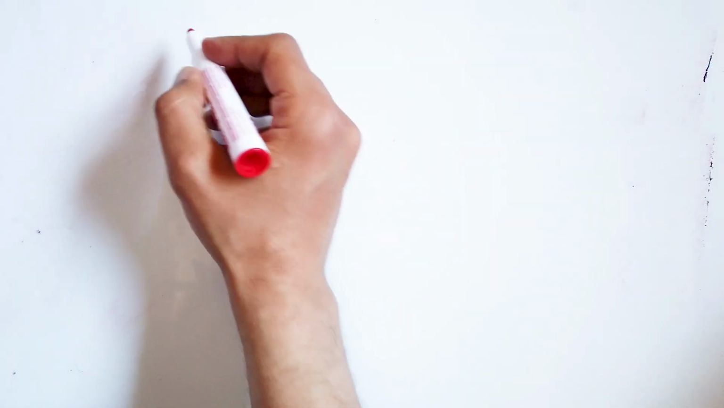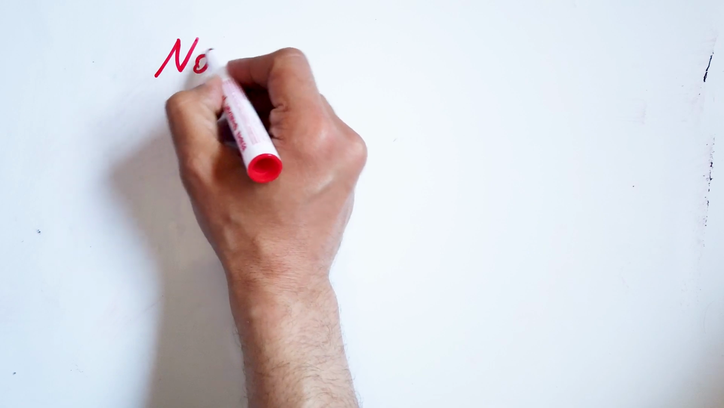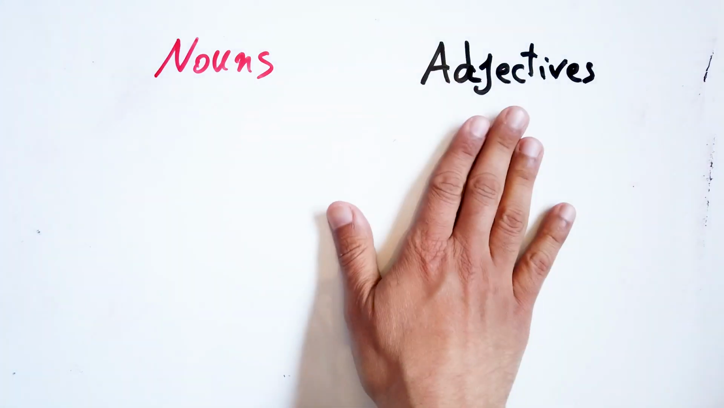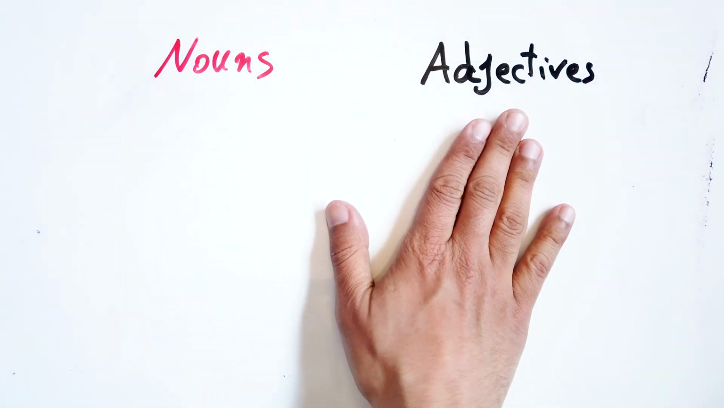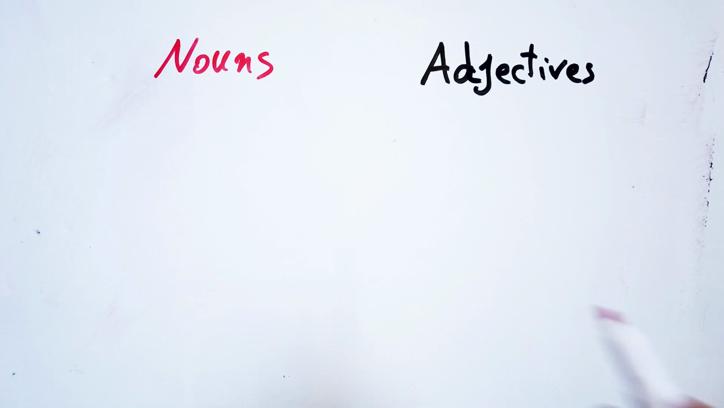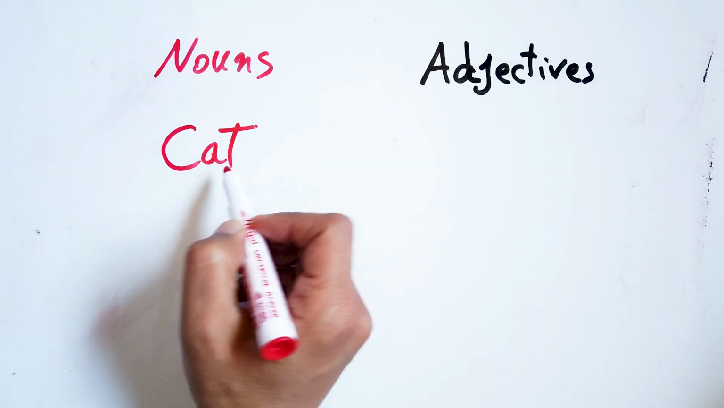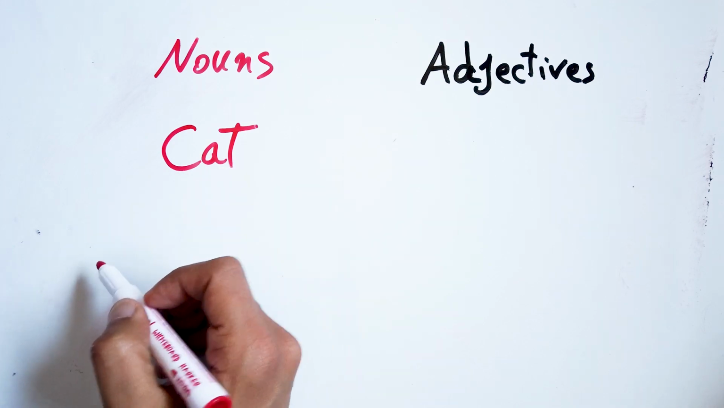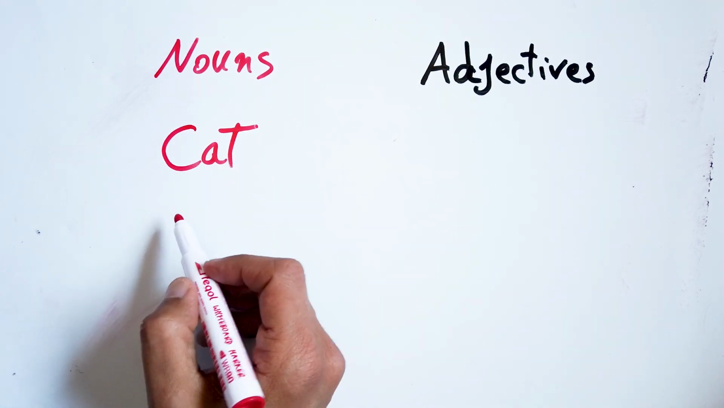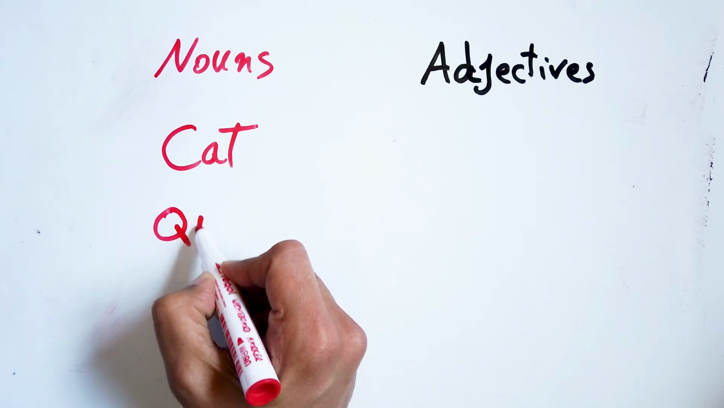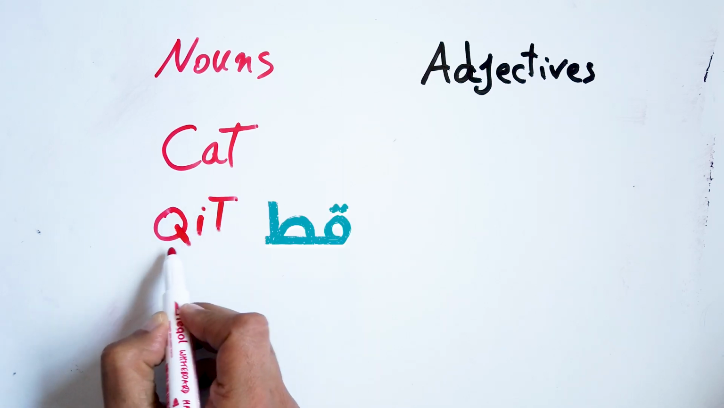Okay, so in Arabic we have nouns and adjectives. Nouns and adjectives in Arabic can be masculine or feminine. In English, it's not like this. For example, the word cat in English, we use it for male or female. However, in Arabic, it's totally different. We have a specific word for male, which is qit.